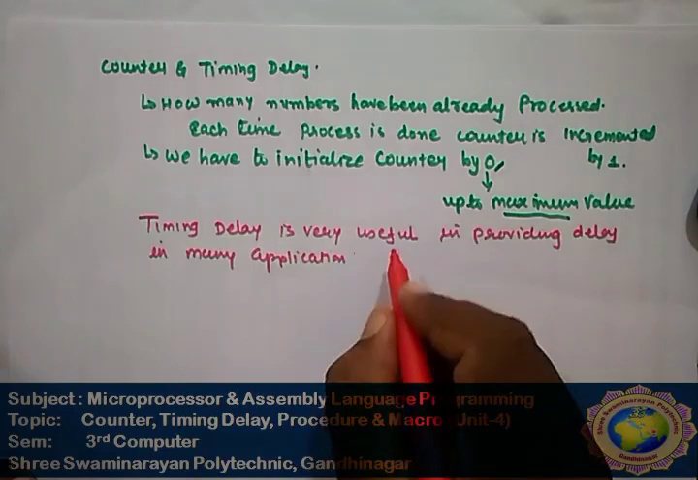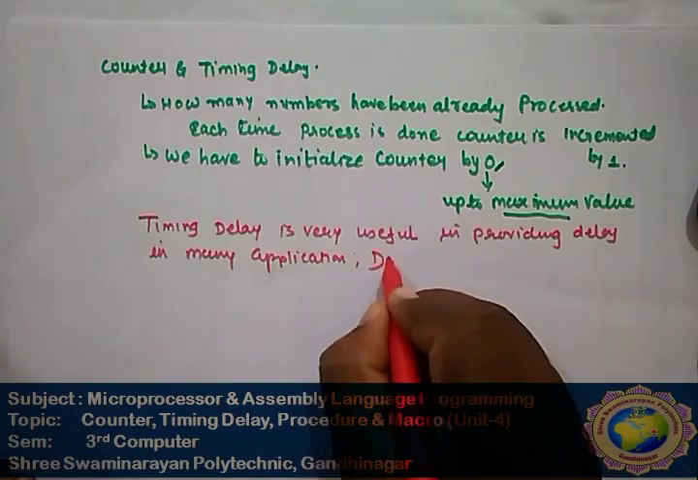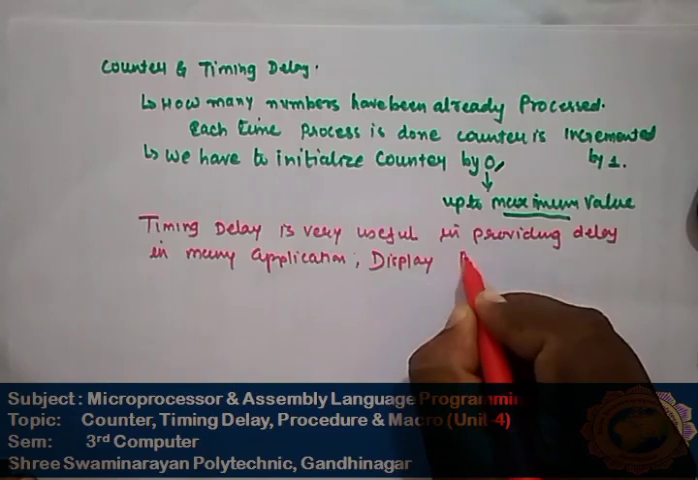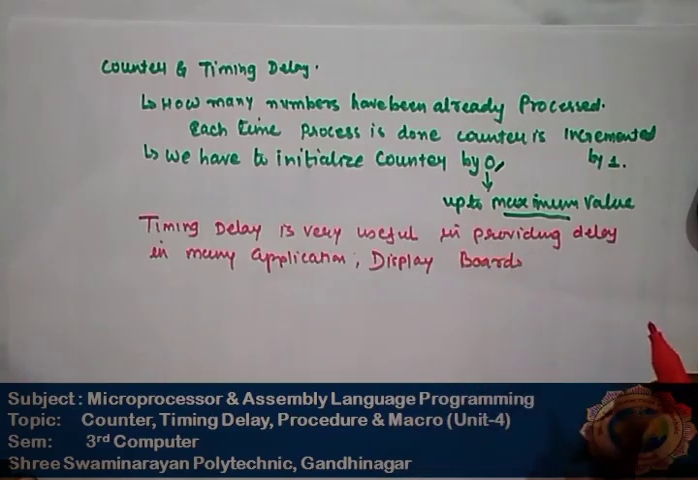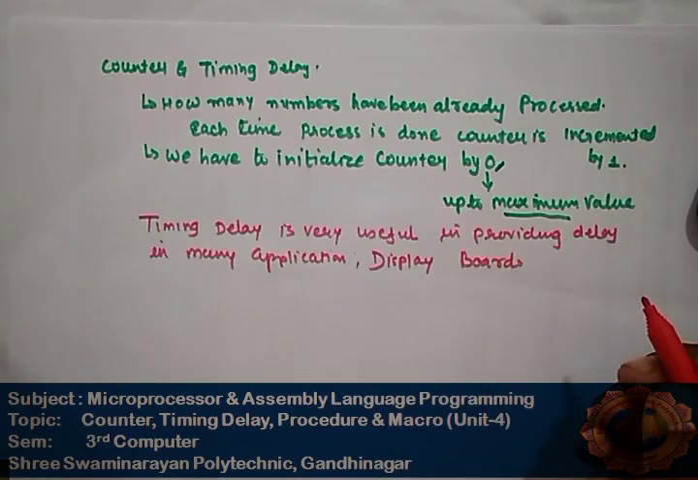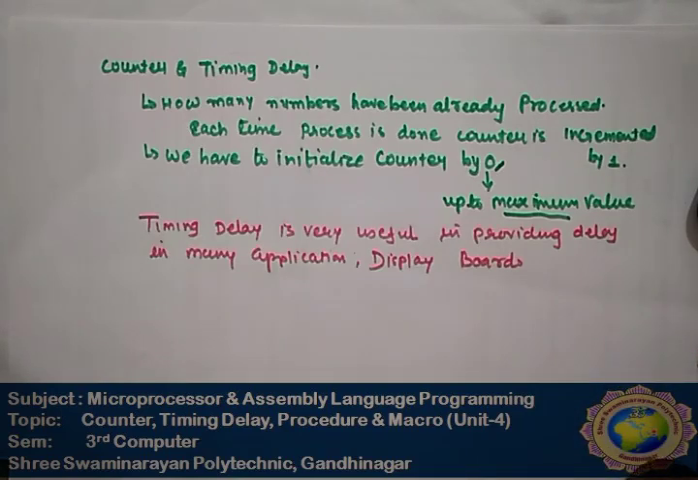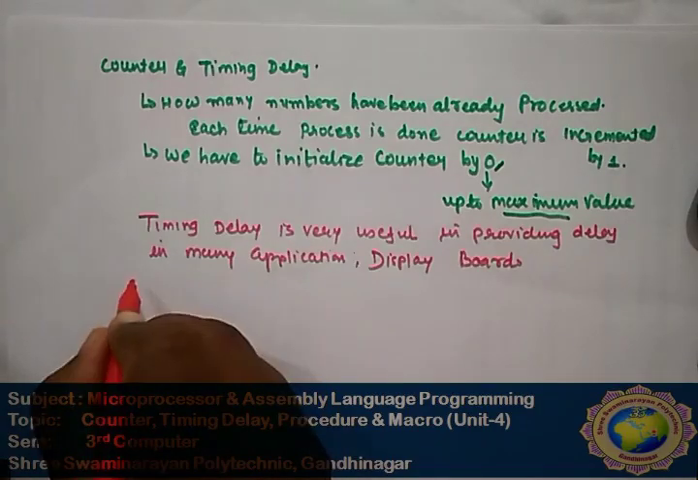Suppose there is a display board. You have already seen a display board. In the display board, there is a sequence. Suppose one advertisement is there, and after 5 or 10 seconds the second advertisement appears, and after that the third. In that way, you can place a timing delay between two successive executions. Between two successive displays, an appropriate timing delay is required.